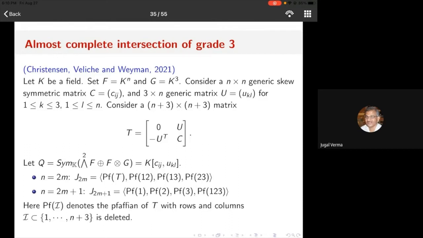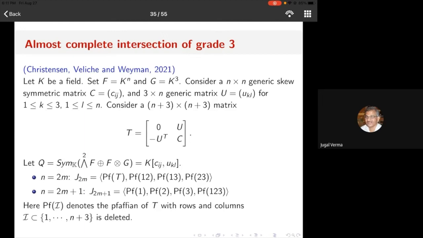We have different ideals. For the even case, it has 4 generators: Pfaffian of T, and the Pfaffians with rows and columns 1,2, 1,3, and 1,4 omitted. So 1,2 denotes the first and second row and column omitted, the Pfaffian of T with the first and second rows and columns omitted. And for the odd case, the ideal is generated by the Pfaffians with 1,2 and 3, and 1,2,3 omitted.